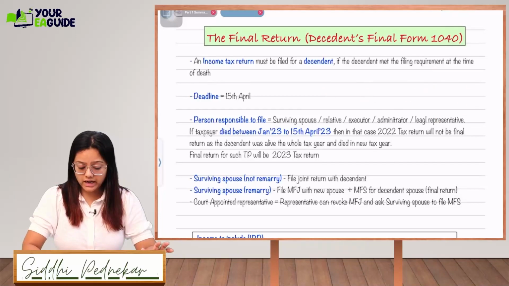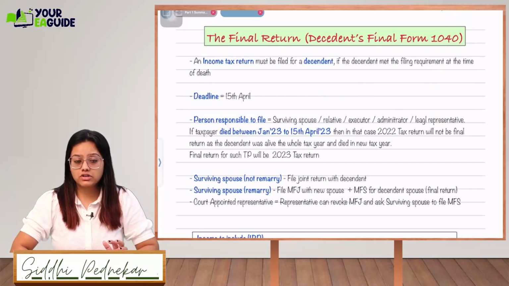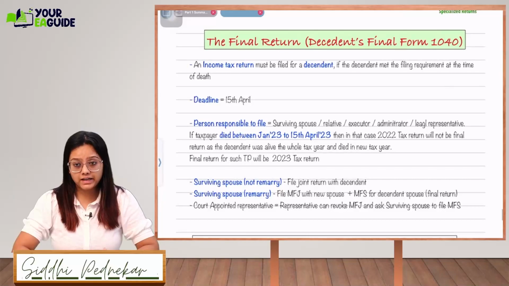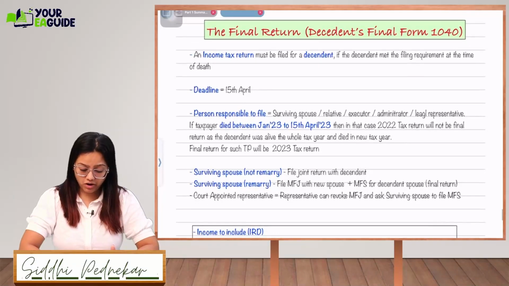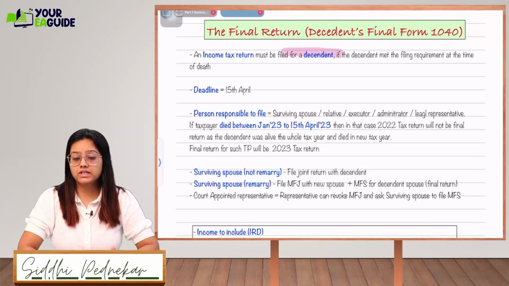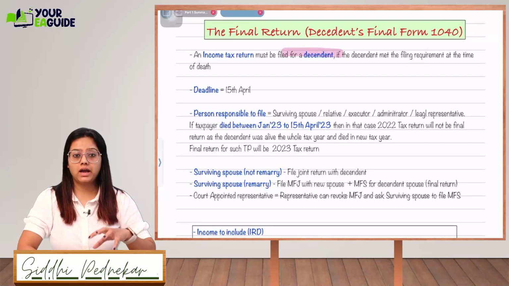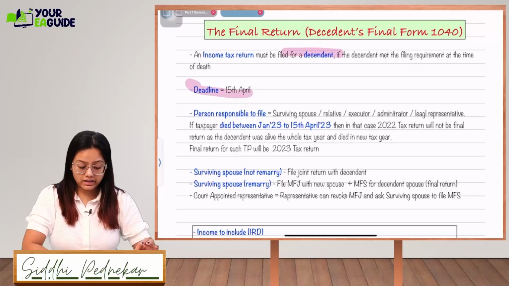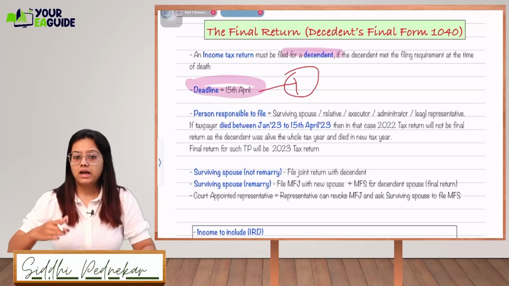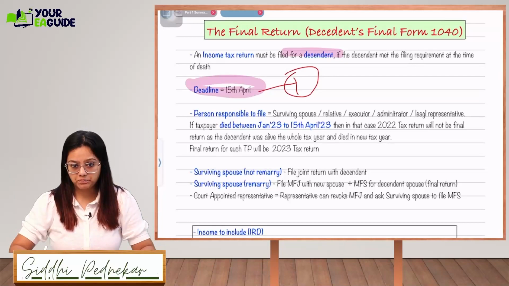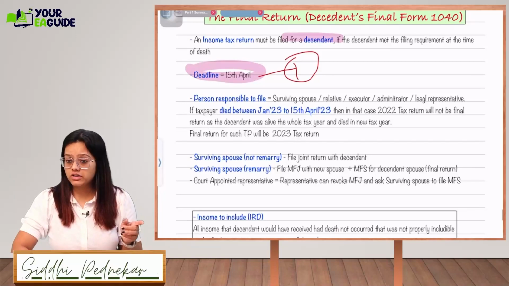Okay, got it guys? So simply remember, in case of the final return, the decedent's final Form 1040 income tax return must be filed for a decedent, the person who is dying, if the decedent met the filing requirement at the time of death. The deadline is, one question will be there, what is the deadline in case of the decedent's final return? It will be the same deadline as that of the others, that is 15th April. Same way for the gift tax also, it is the 15th April.